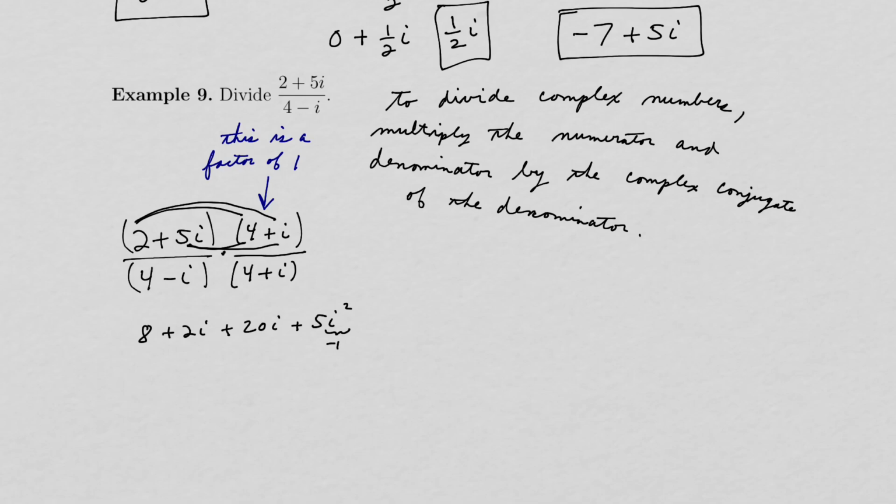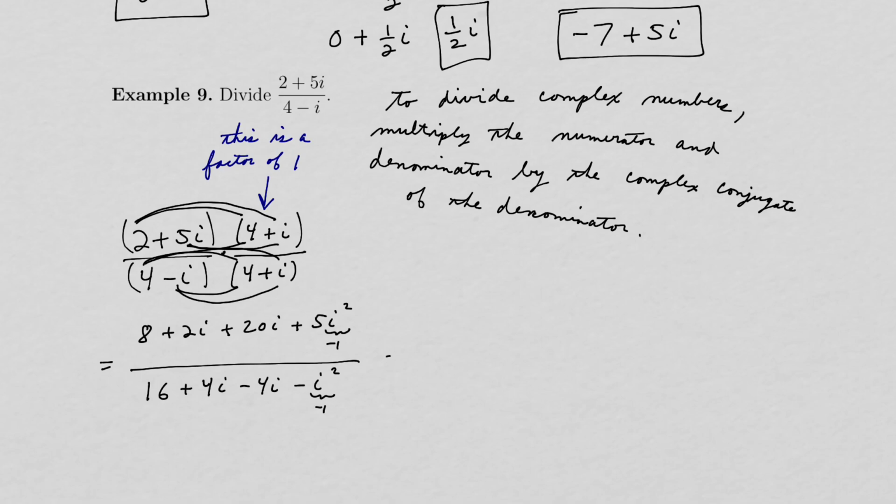Okay. And then in the denominator, I have 4 times 4, which is 16. I have 4 times i, which is positive 4i. I have negative i times 4, which is negative 4i. See how those are going to cancel. And I have negative i times positive i, which is negative i squared. But again, remember i squared is negative 1.